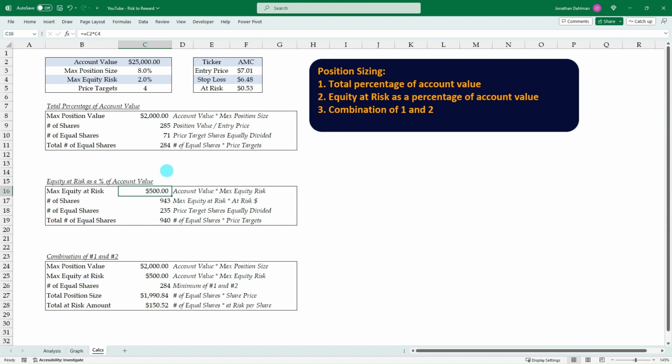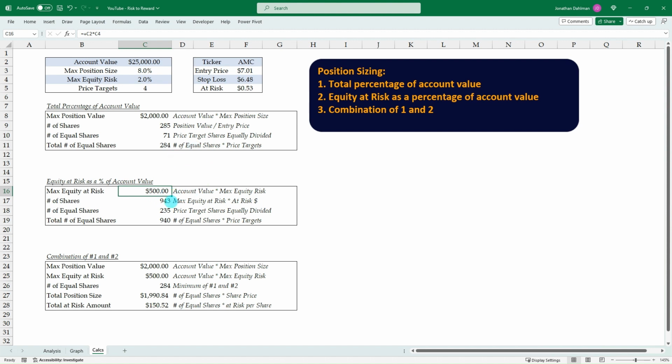The second method we could look at is thinking about it from a risk perspective, not looking at it from how much dollars we're committing, but how much risk we're putting on the table with this trade. So in order to calculate that, you'll take your account value, the 25,000 times the max equity at risk. And so that would be $500 we're willing to risk on this trade.